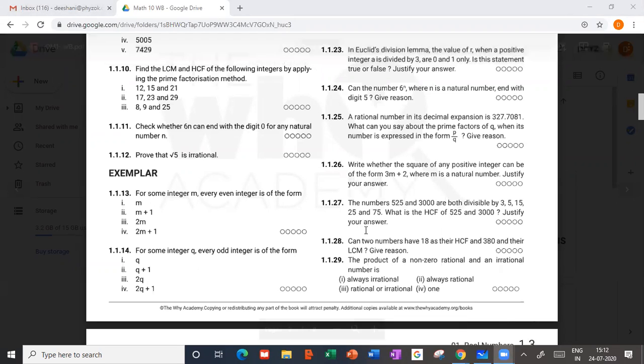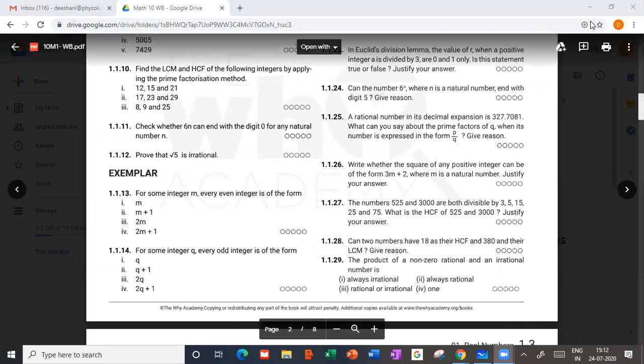So they are saying the numbers 525 and 3000 are both divisible by 3, 5, 15, 25 and 75, right? So what is the HCF of these two numbers? Ma'am, it's 75? Yes, correct. Most of you have answered too. I've got your chat.